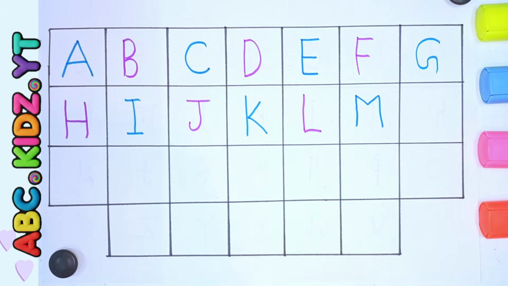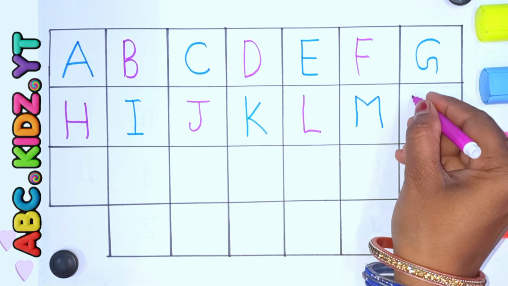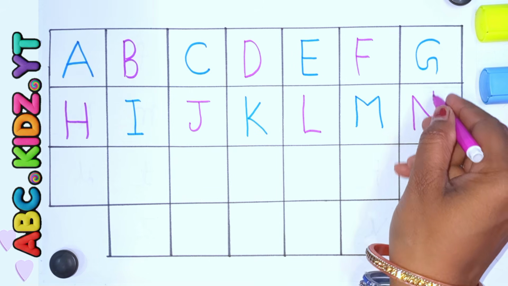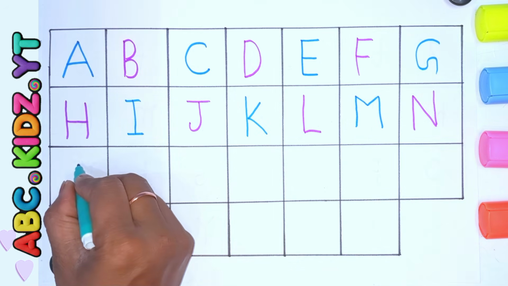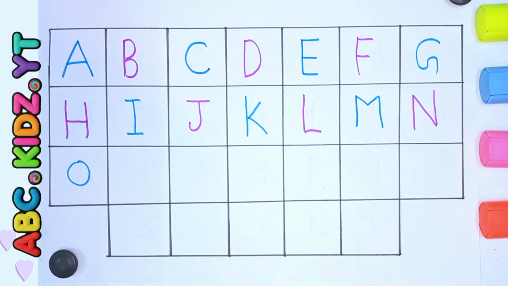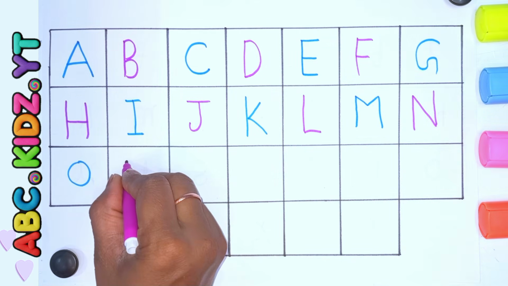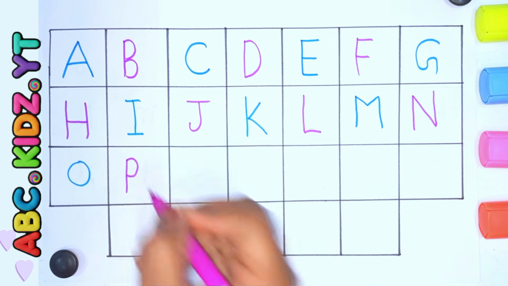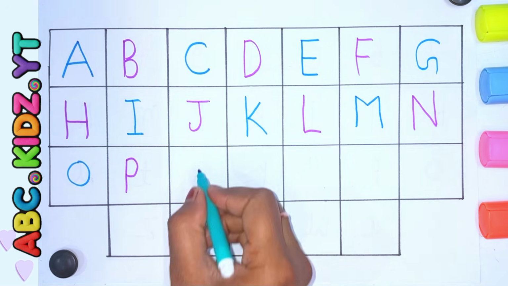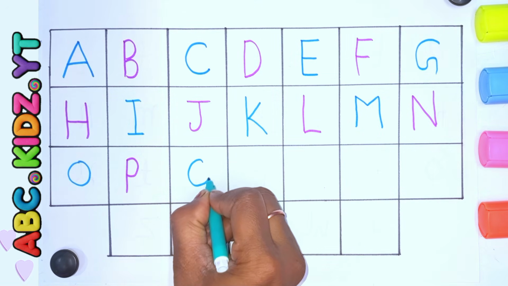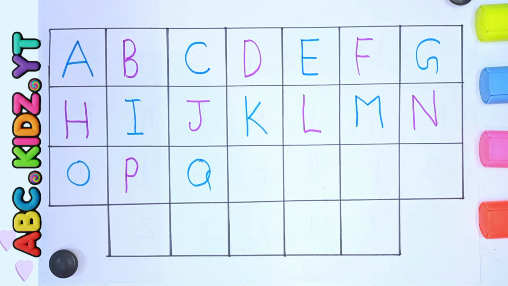N for nose. O for owl. P for peacock. Q for quail.